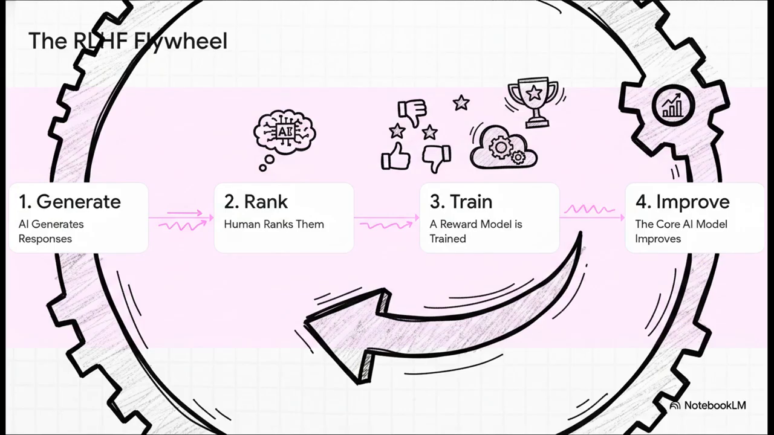It works like a flywheel. Step 1, the AI generates responses. Step 2, humans, your users, rank them or give feedback. Step 3, that feedback trains a separate reward model. And finally, that reward model is used to improve the core AI. This loop is what separates a cool demo from a truly world-class product.